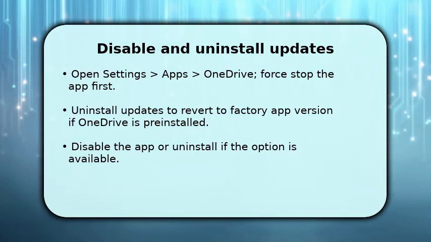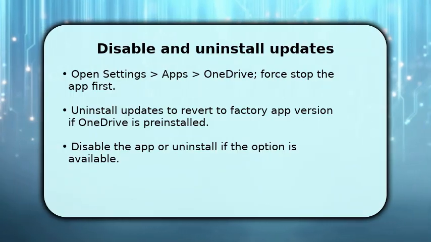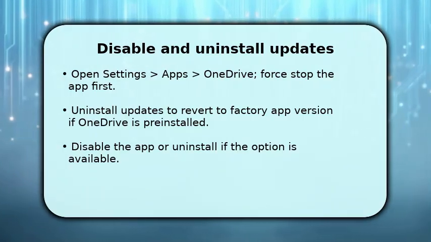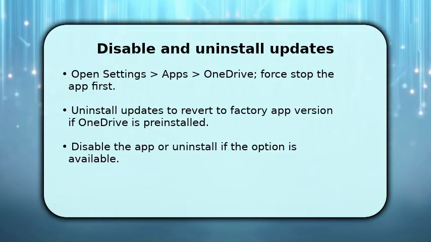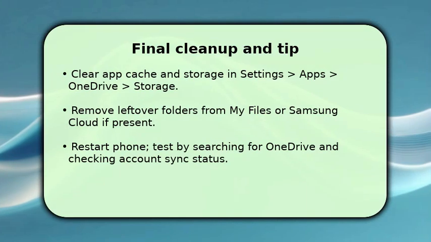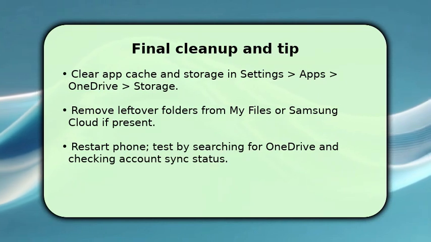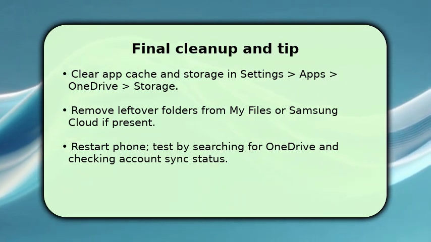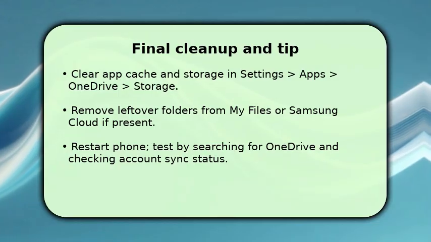If the Uninstall button is available, use it instead. Make sure to review app permissions and storage to confirm no residual sync remains. Finish by clearing cache and data. Settings, Apps, OneDrive Storage, Clear Cache and Clear Data, which removes local credentials.